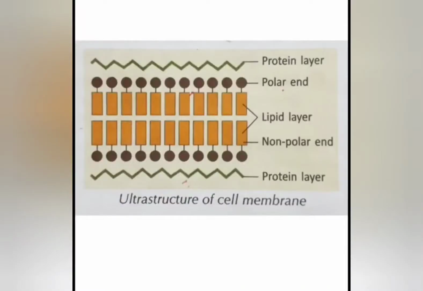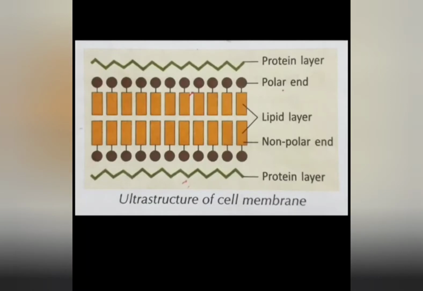Okay, so here you can see the structure of the cell membrane, which is known as the unit membrane model by Robertson. This structure consists of three layers. One is an outer protein layer, next is a lipid bilayer which consists of two lipid layers, and the third one is again a protein layer. Of these two protein layers, the top one is on the outer part of the cell, and the bottom one is towards the inner part of the cell.